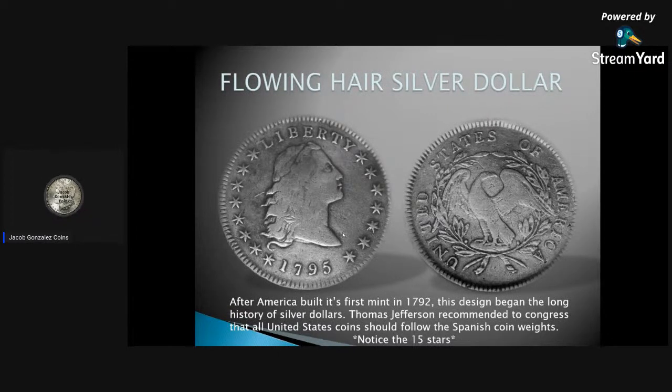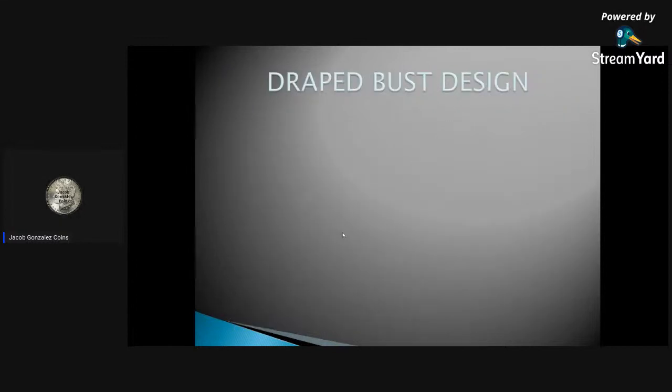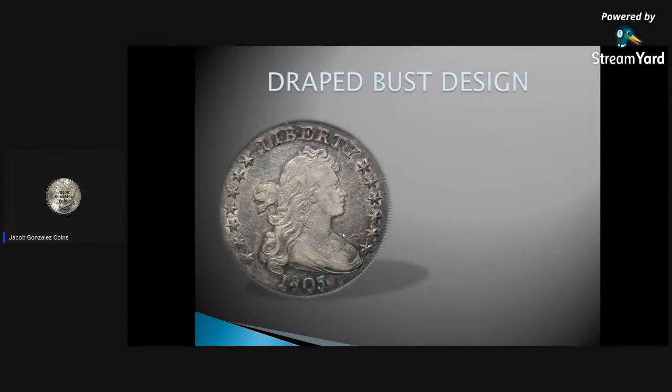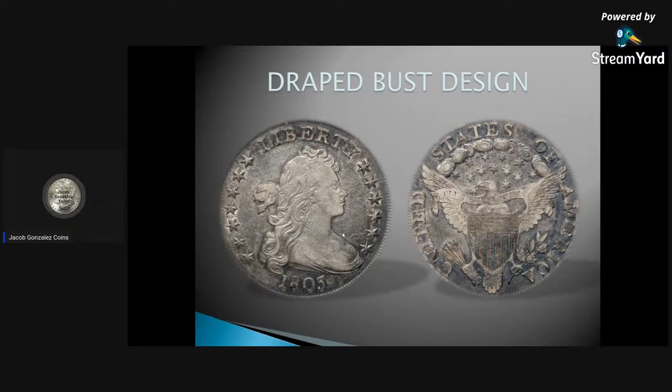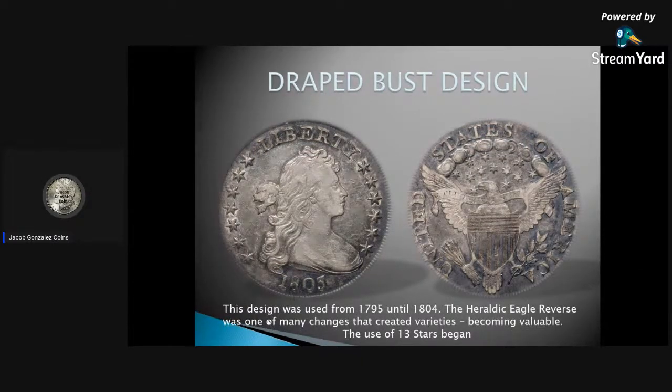The reason they had 15 stars is because when they were minting this coin, they were adding states, and they thought they were gonna keep on adding the stars, but they then thought of the symbolism of the 13 stars. So in the Draped Bust design, they kept the 13 stars. This design was used from 1795 until 1804. The heraldic eagle, as you can see, is one of my favorite designs of a heraldic eagle. It's competing right next to the Barber design. It was one of many changes that created varieties. It became a very valuable coin, and as you can see, the use of the 13 stars began.